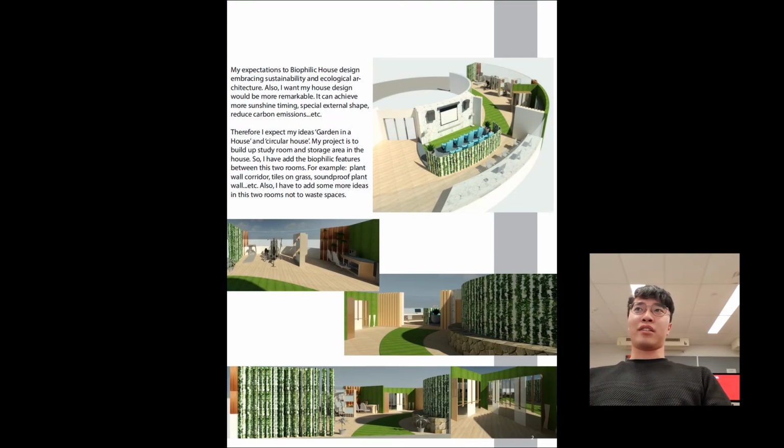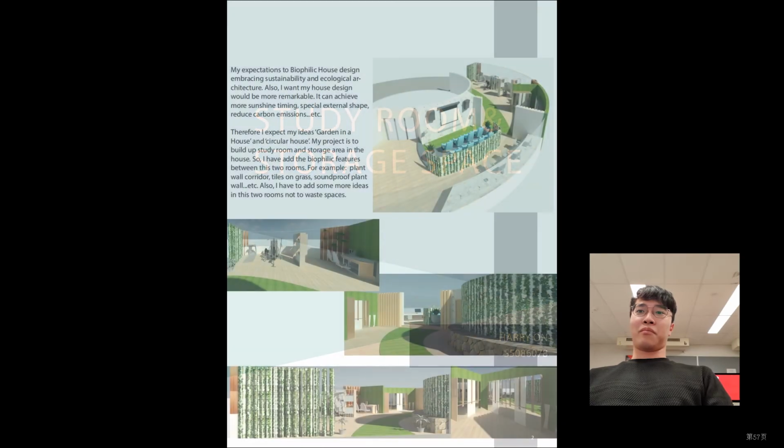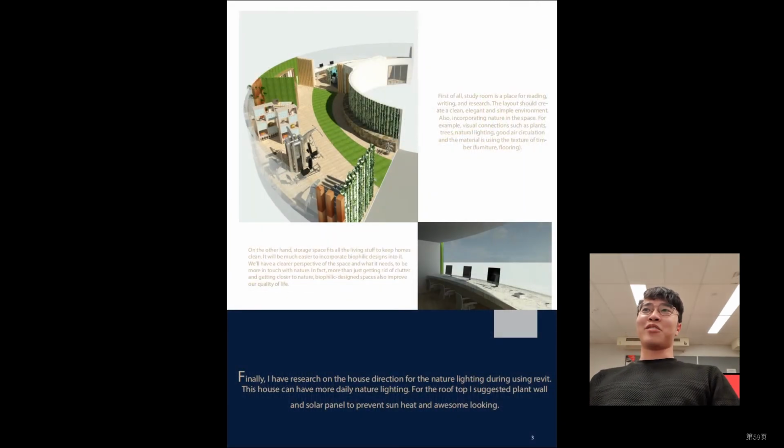On the other hand, storage space keeps all the living stuff clean. It will be much easier to incorporate biophilic design into it. We will have a cleaner perspective of the space and what it needs to be more in touch with nature. In fact, more than just getting rid of clutter and getting closer to nature, biophilic design space also improves our quality of life. Finally, I have researched the house direction for natural lighting, so this house can have more daily natural lighting. For the rooftop, I suggest a plant wall and solar panels to prevent sun heat and look awesome.